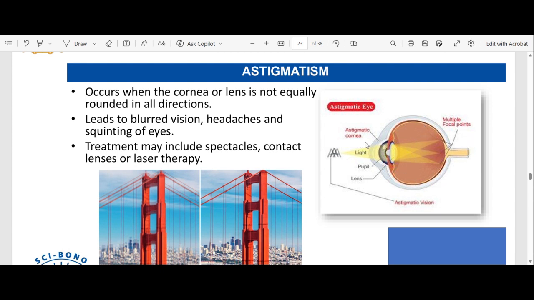Or your cornea, right, might be uneven. It's not equally rounded. Remember, your cornea also helps in the refraction of light, and when it's not equally rounded, it will lead to that problem.